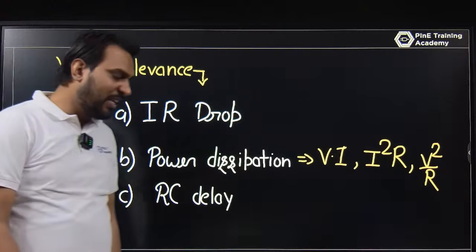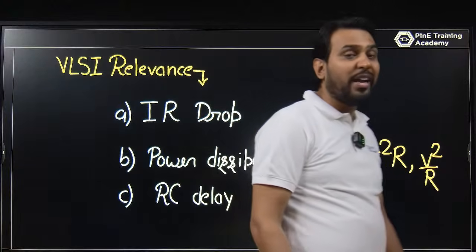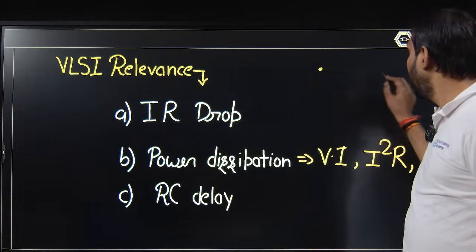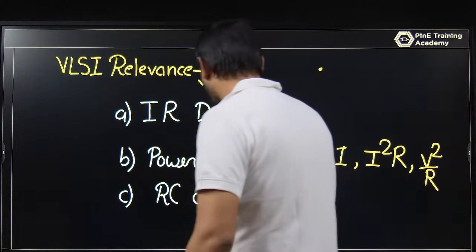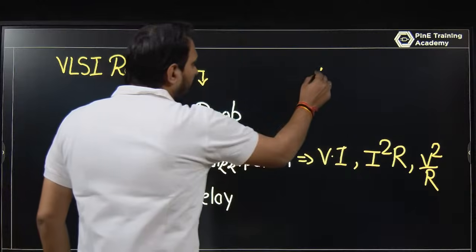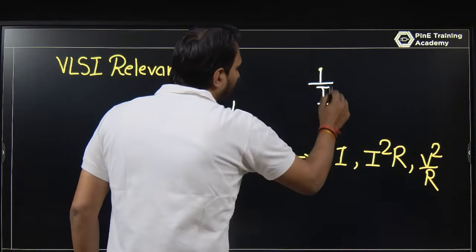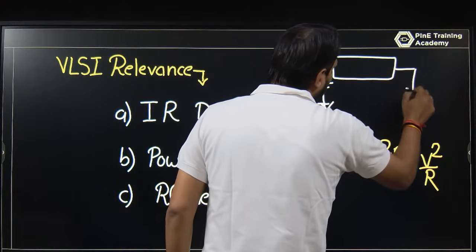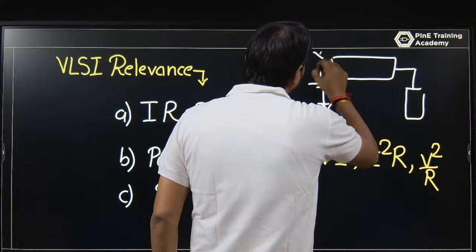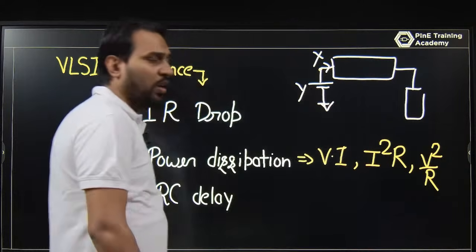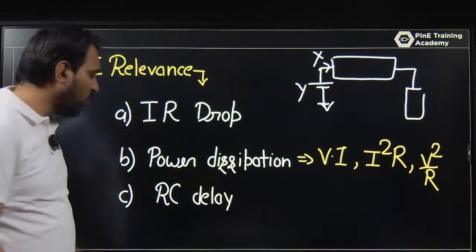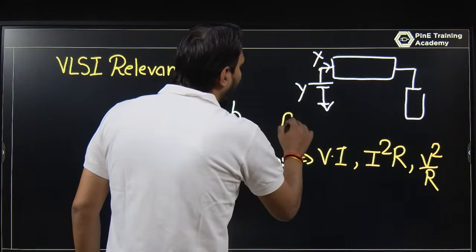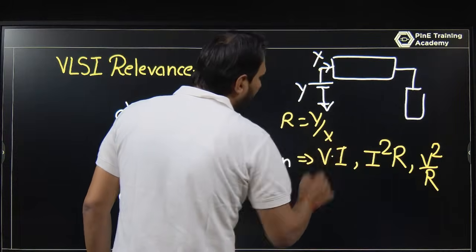Let's talk about RC delay. If you have a resistor, let's say you have a voltage here and you have a current, let this be X and this be Y. So if you know the voltage and you know the current, you can determine R is equal to Y by X.